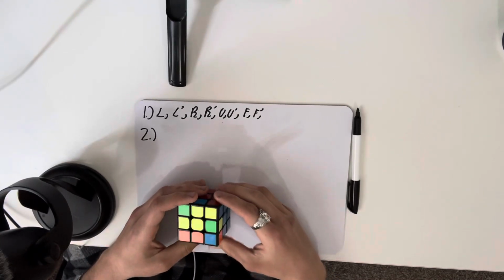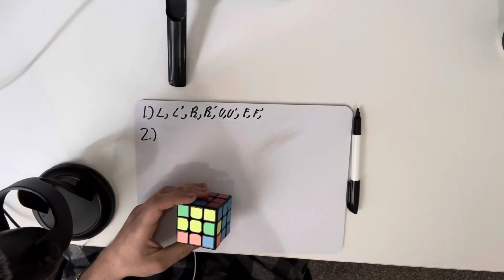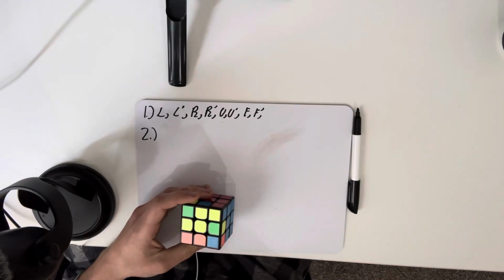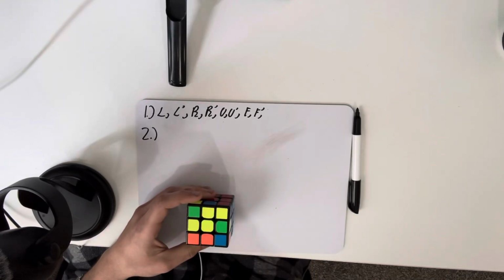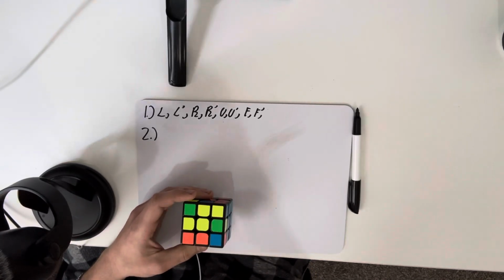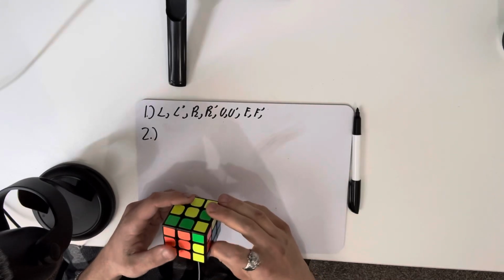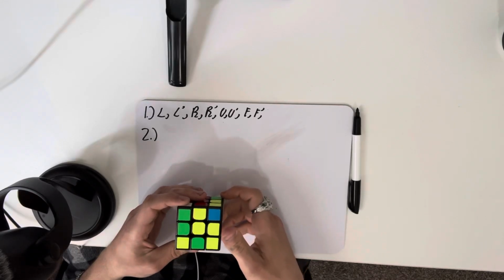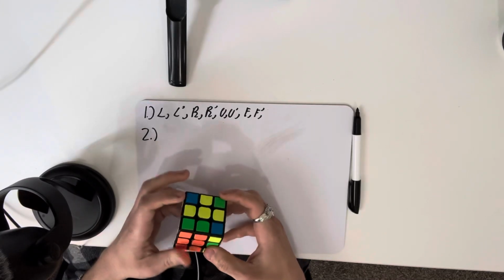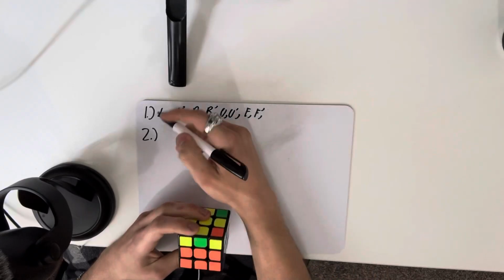Now this is where you can get mixed up with algorithms. I think you realistically only need to know like two or three to solve this thing consistently. The first one would be F, U, R, U prime, R prime, F.